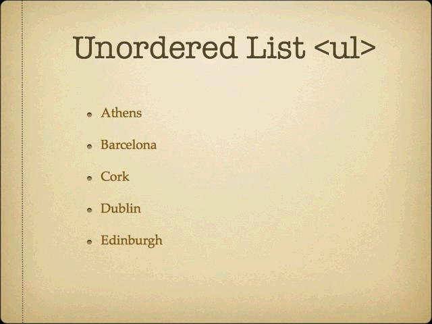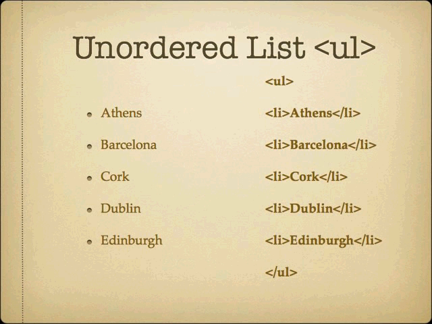An unordered list typically looks something like this here. We have Athens, Barcelona, Cork, Dublin, Edinburgh, and we have these bullet points here along the side. Now let's take a look at the HTML that would be used to define this list. Unordered lists use the UL tag in conjunction with the LI tag.